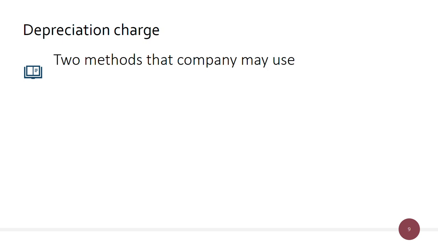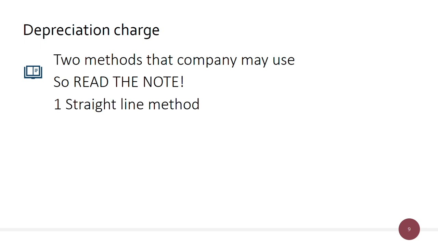We've got two methods that a company might use, so we've got to read the notes in here. One's going to be the straight line method. The reason it's a straight line is because it's an equal amount of cost in each year. The other one is reducing balance. That's a different one. It has a high level of depreciation at the start, and that reduces as we go through, so the amount of depreciation gets less each year.